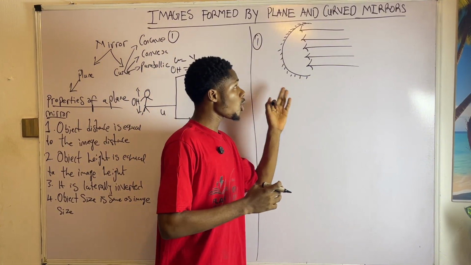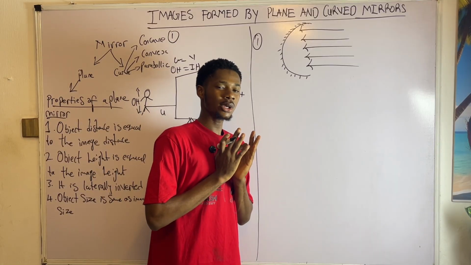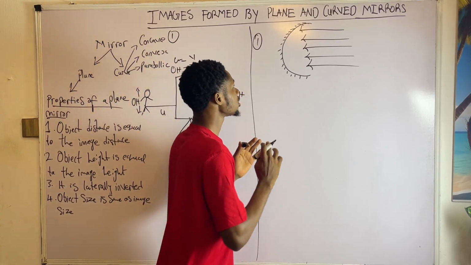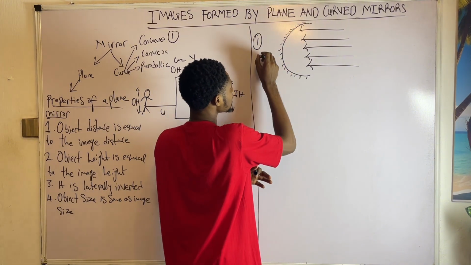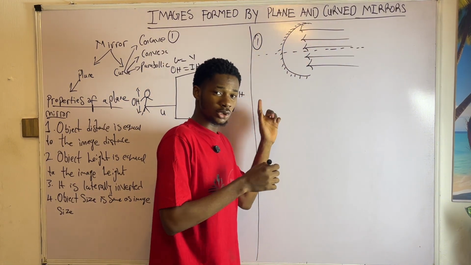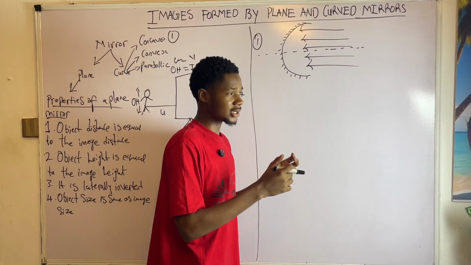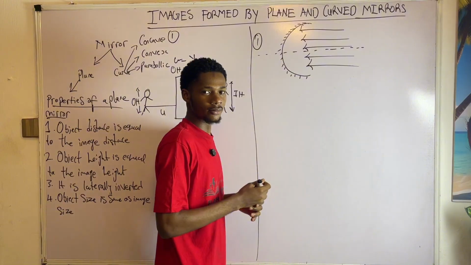There is a lot to learn on curved mirrors, so kindly follow me smoothly, step by step, don't be in a rush. There's a lot to talk about. Now these rays are parallel. So let's say an imaginary line. This line has a name, but I'm not going to mention the name yet because I want to go step by step. So let's say this beam of light, they are all parallel to this line here.